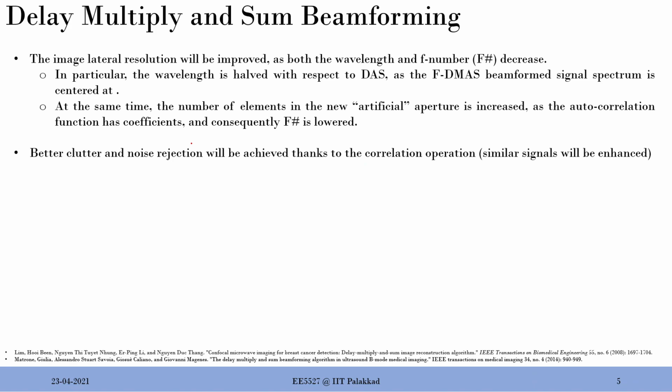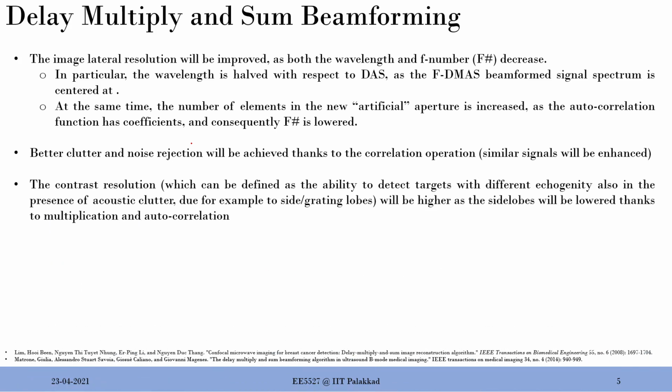And then of course better clutter and noise rejection will be achieved because of the correlation operation, because you can imagine that if x1 and x2 are similar, they will get enhanced. If x1 and x2 are dissimilar, the multiplication will always bring that value down, right? You can think of it as higher values get multiplied to become higher, and lower values will further become lower, right? So that's the reason why clutter and noise rejection is improved.